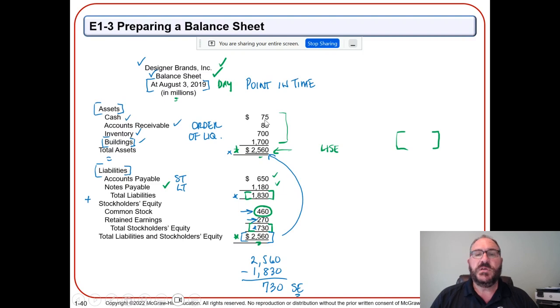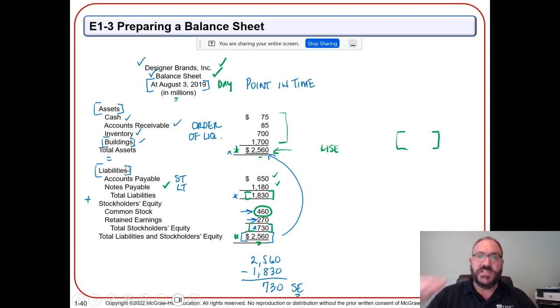We had cash of $75 million. We had accounts receivable, 85. We had inventory of 700 million. We have buildings, this is actually 1.7 billion, because it's in millions. And again, remember, order of liquidity. If you needed money, the hardest one would be to sell your building. Well, you already have cash. You can finance your accounts receivable. Selling inventory is easier than selling buildings. So there's your total assets.